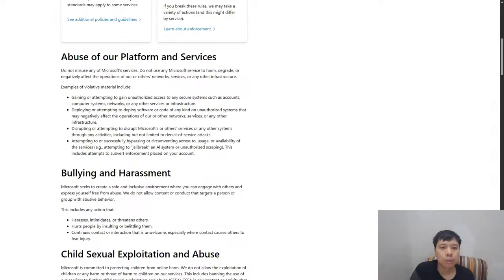for a while. But so it's just like a one-time thing. And then attempting to or successfully bypassing or circumventing access to, usage or availability of the service, attempting to jailbreak an AI system or unauthorized scraping. This includes attempts to subvert enforcement placed on your account.